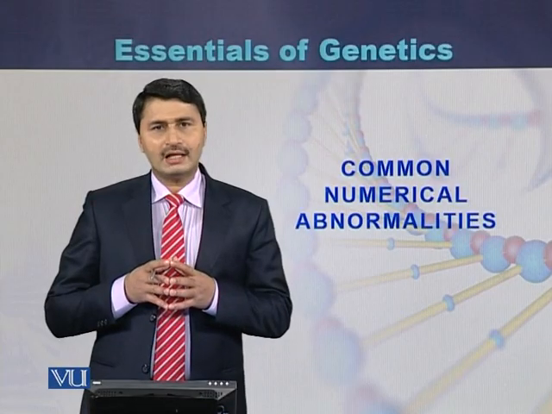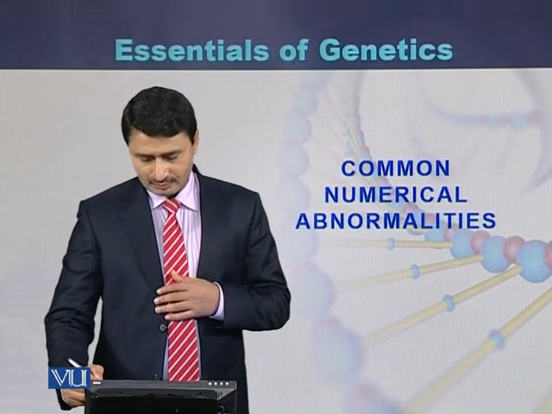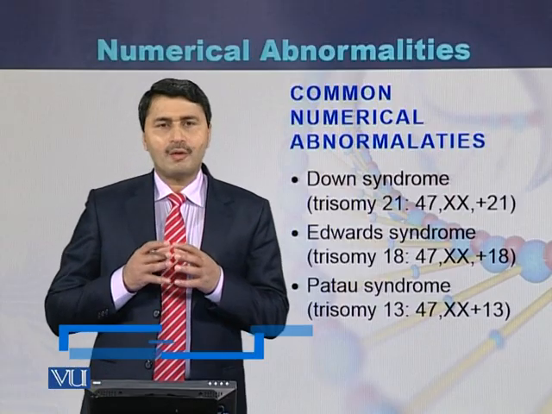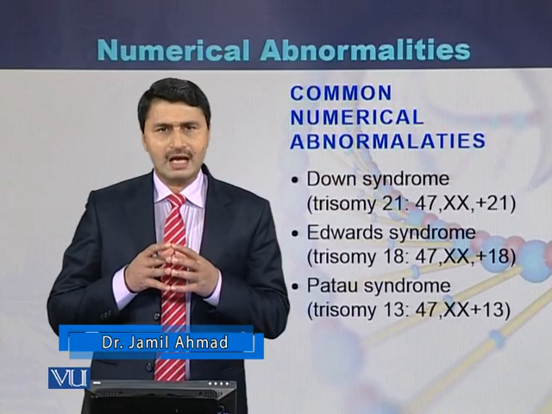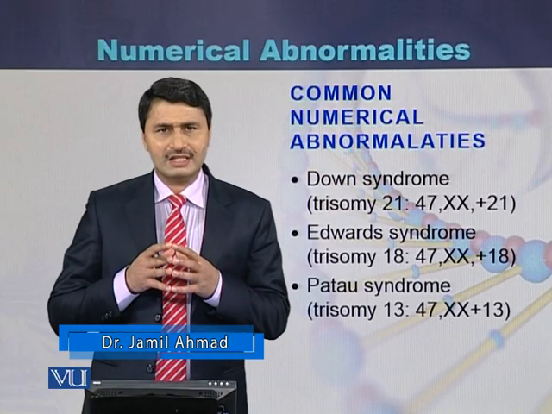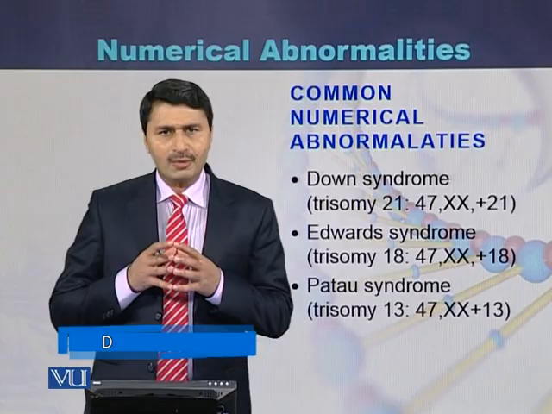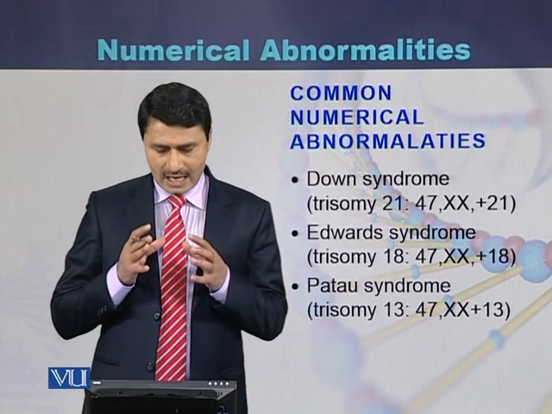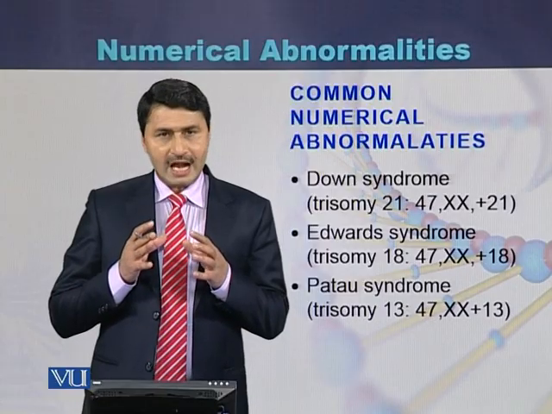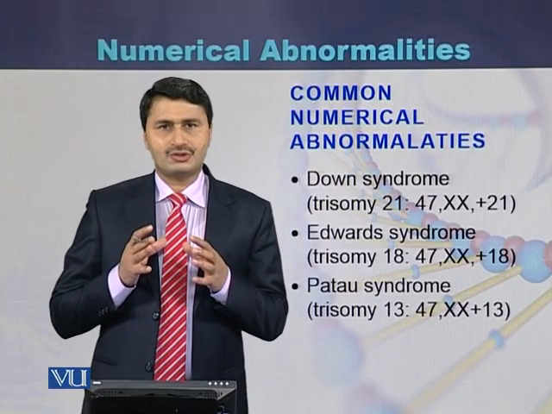Common numerical abnormalities. Common numerical abnormalities can be due to the autosomes and they can also be due to the sex chromosomes. Common abnormalities which are due to the autosomes are Down syndrome, Edwards syndrome, and Patau syndrome.